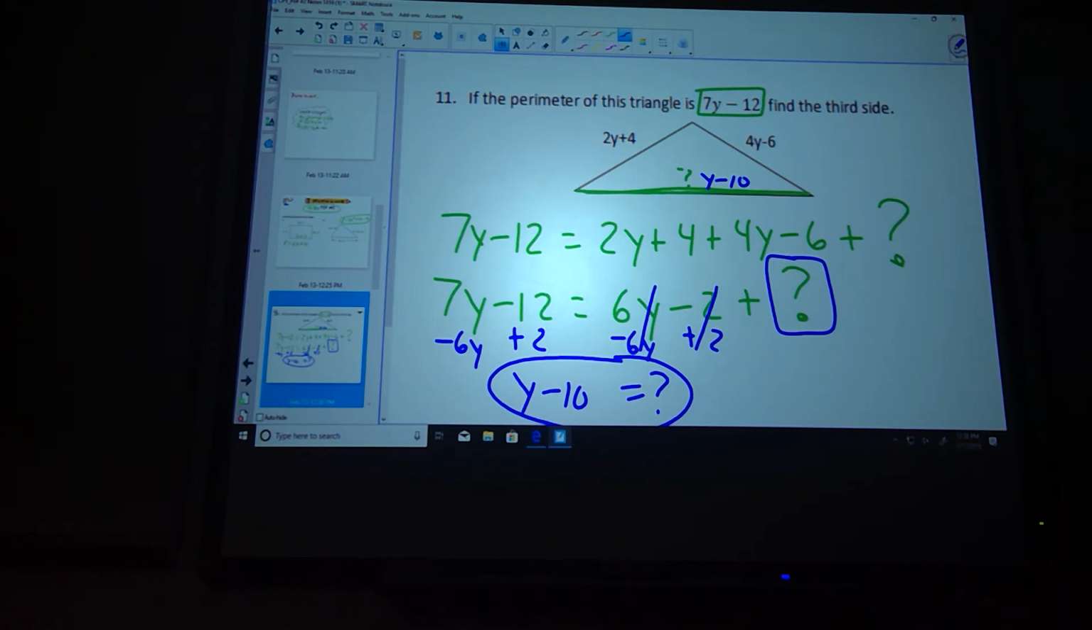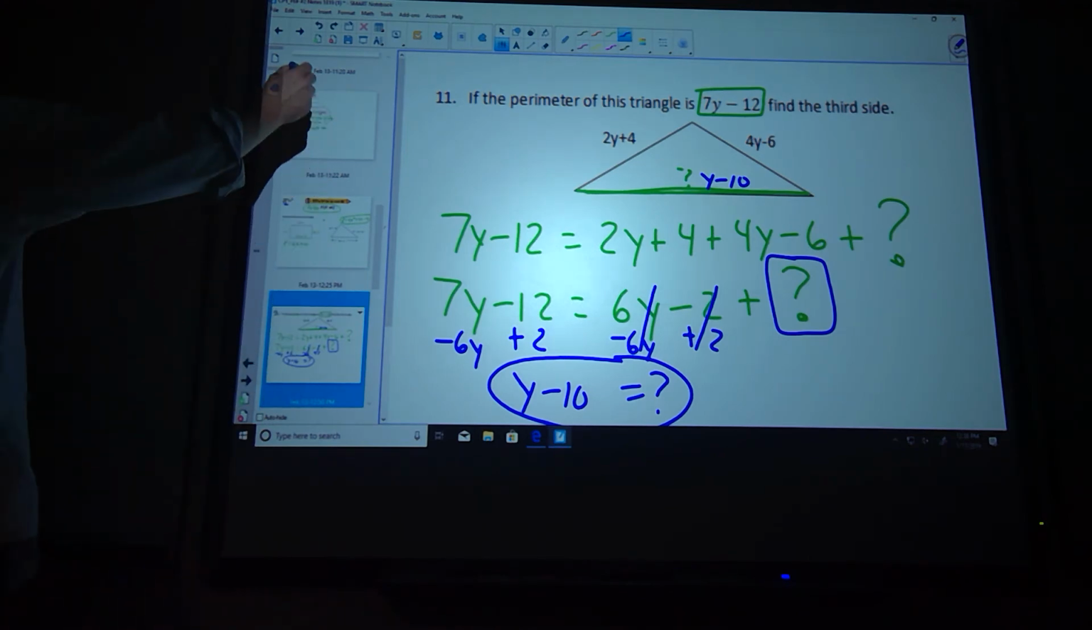Was that all on the notes, or was there any more? There's another one. There's one more? Can I move on?